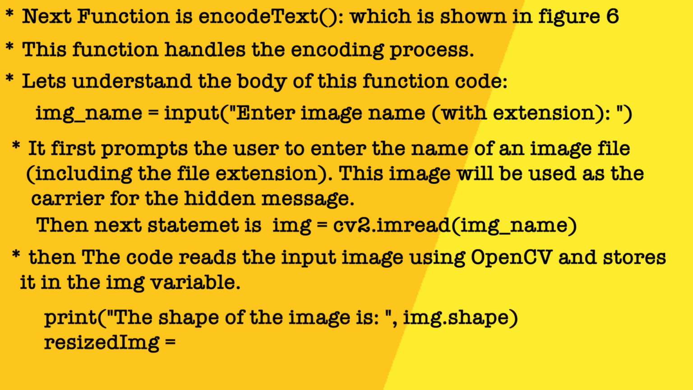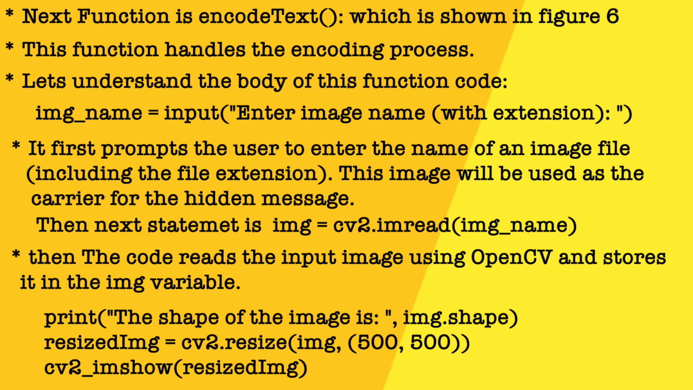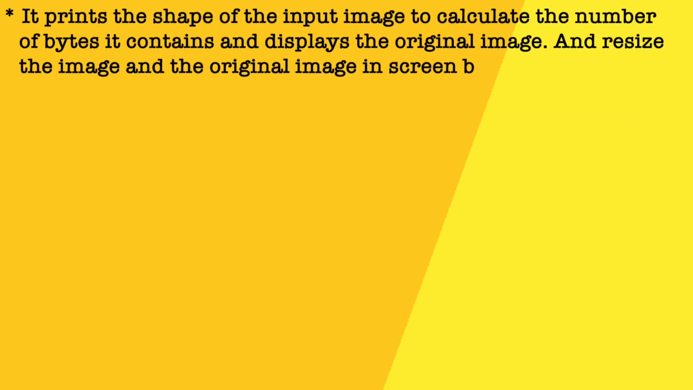The third line is print the shape of image, which is image.shape. The next line is resize image equal to cv2.resize method and cv2.imshow for resizing the data. All these lines print the shape of the input to calculate the number of bytes it contains and display the original image, then resize the image and show the original image on the screen before encoding.